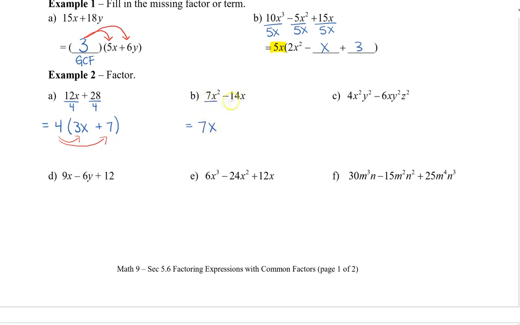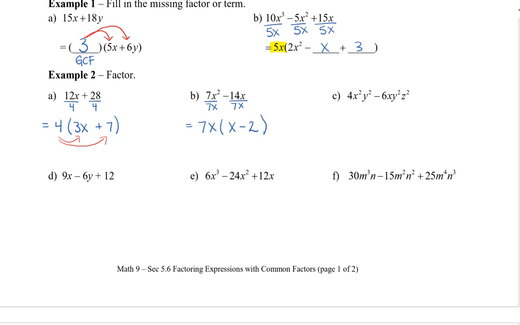And again, if you need to write this down, write the 7x underneath to remind yourself what you are dividing. So 7x squared divided by 7x. The 7's cross off, but we'll have an x left over. And then we have minus 14 divided by 7, which is negative 2. And then the x's cross off. So there's no variable here.